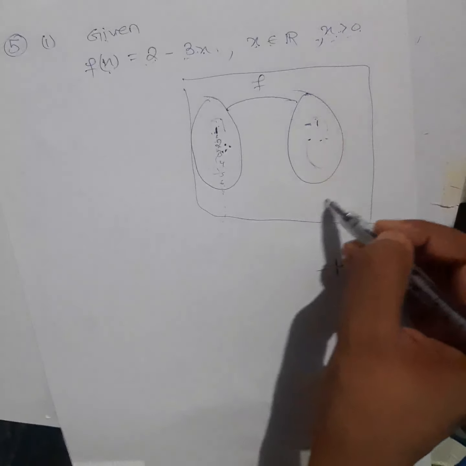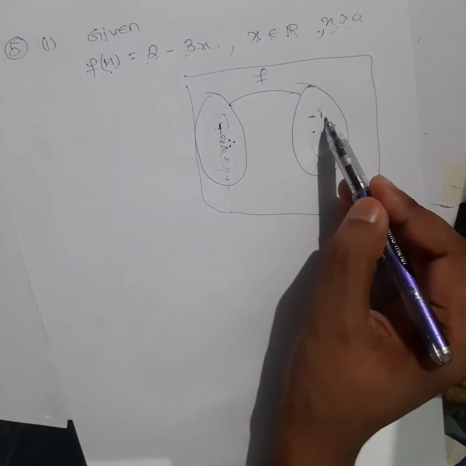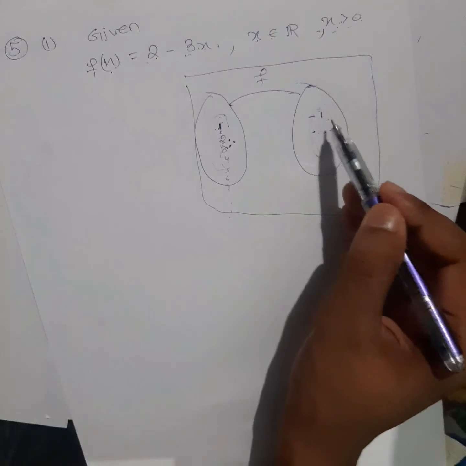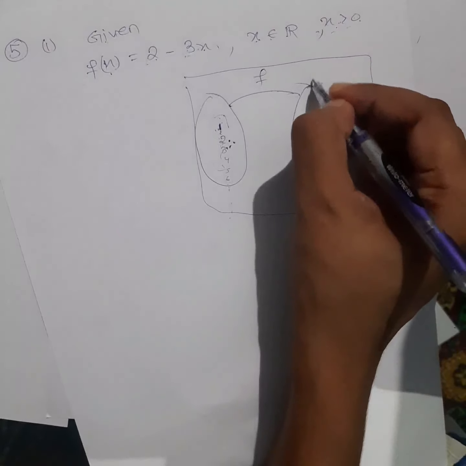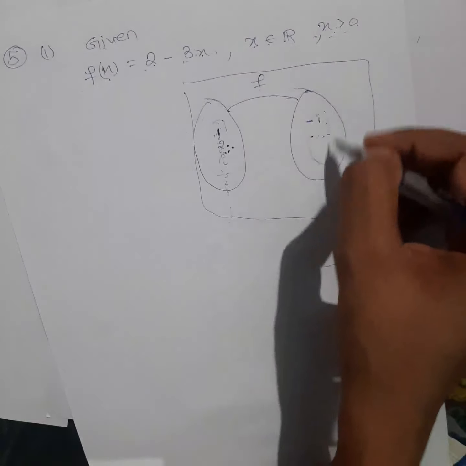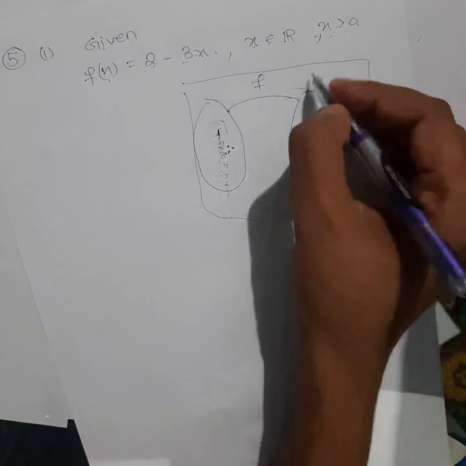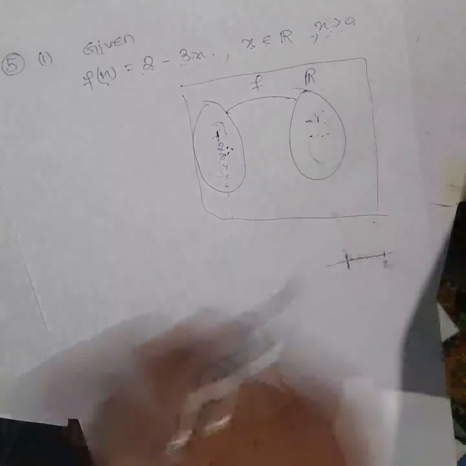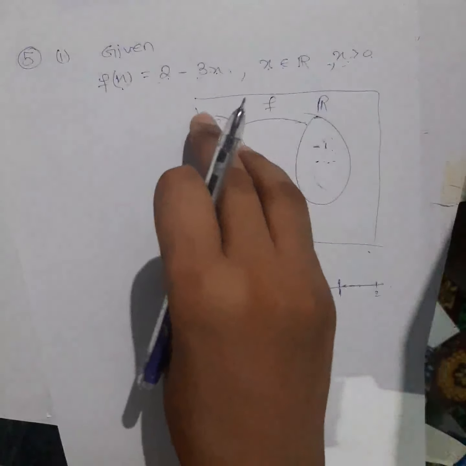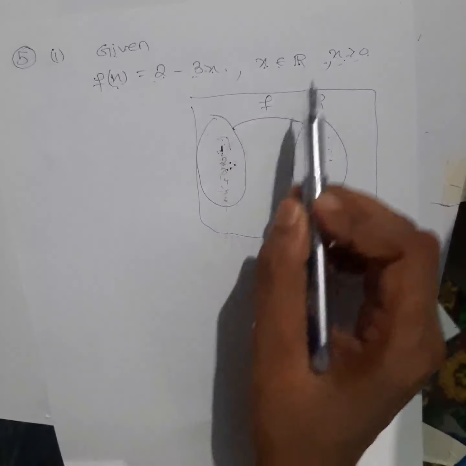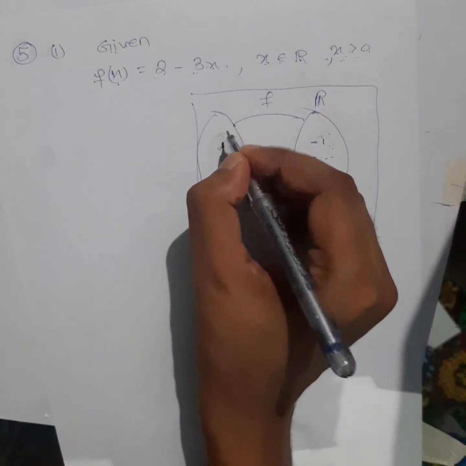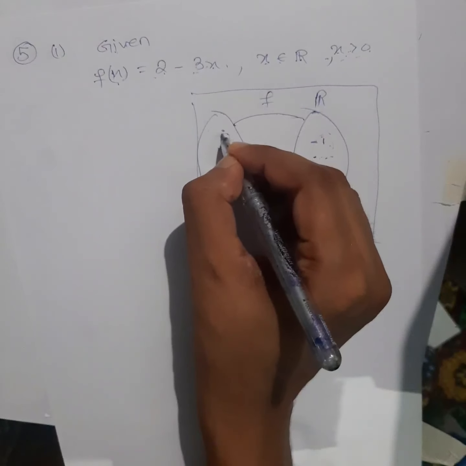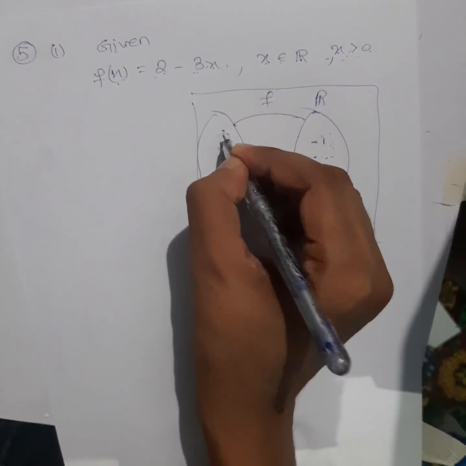Now in the second set, did they mention that the second set should be real numbers or greater than something? They didn't mention anything about this. So whenever they don't mention, we understand that everything here is a real number. Okay, we will take all the real numbers here. Clear? When they don't mention. And here they have mentioned it is a real number and that x is greater than 0. So we take values greater than 0, which means one more mistake I made: 0 will not be here. Just greater than 0, whatever is there, that is 0.1, 0.20, all will be here.